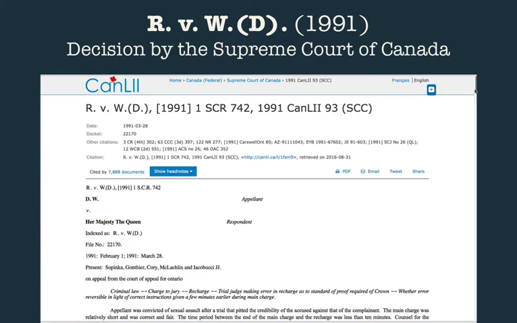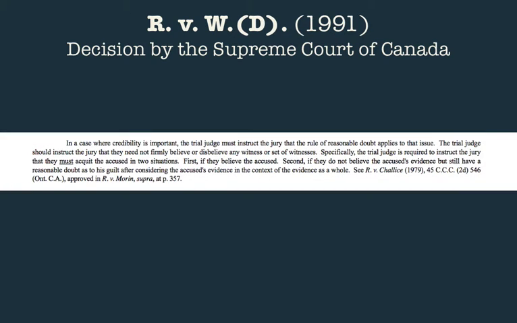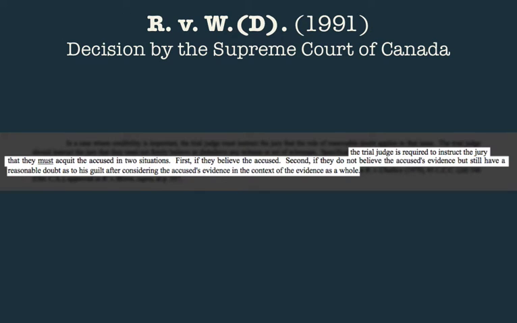Before this case, the standard of proof instruction read as follows. The trial judge is required to instruct the jury that they must acquit the accused in two situations. First, if they believe the accused. Second, if they do not believe the accused's evidence, but still have a reasonable doubt as to his guilt after considering the accused's evidence in the context of the evidence as a whole.